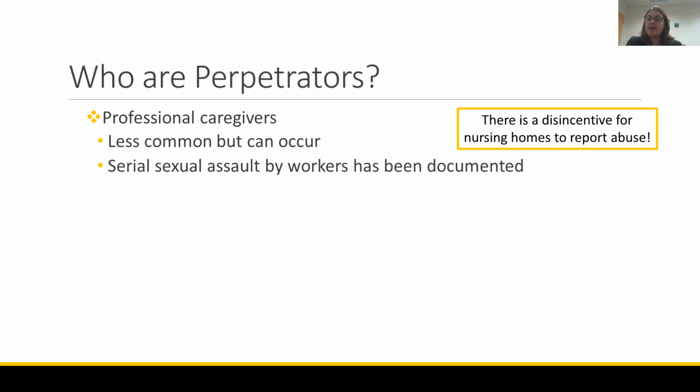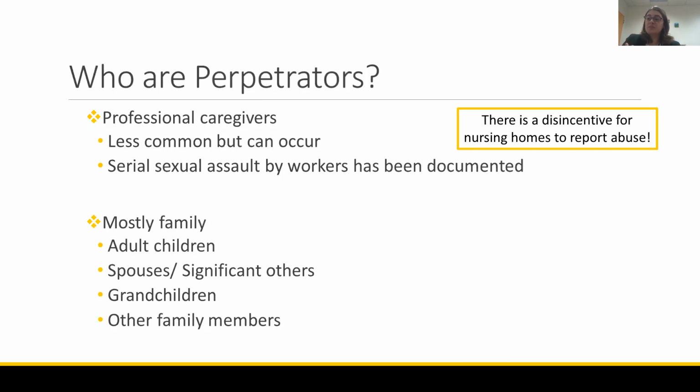And this is where we have seen serial sexual assaults by caseworkers, mostly in these situations. So that is a concern. This is trying to be addressed on the federal level, and there are people working on this, but that's part of the phenomenon.